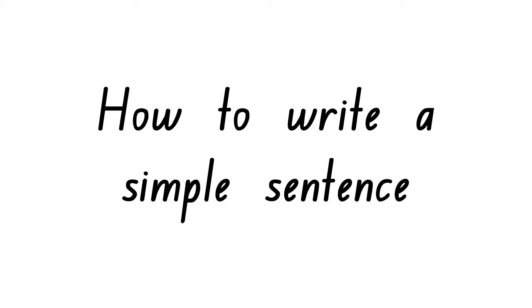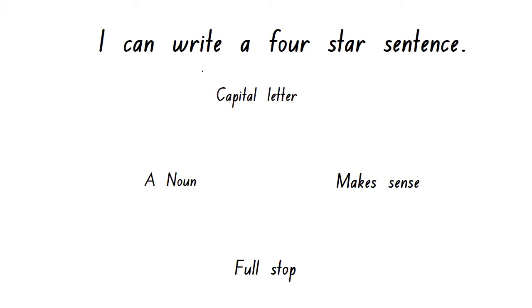Today we're going to learn how to write a simple sentence so that our writing can get better and better. As I said before, we are going to learn how to write a sentence. By the end of this lesson, you will be able to say, I can write a 4-star sentence. A 4-star sentence is how we know our sentences are correct and they have good quality. Without good sentences, our writing cannot be read by a reader.